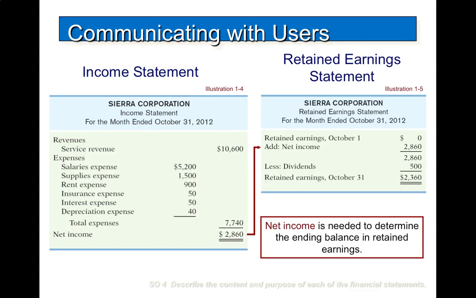The income statement and retained earnings statement are interrelated because you're going to use the net income from your income statement to put in your retained earnings statement.